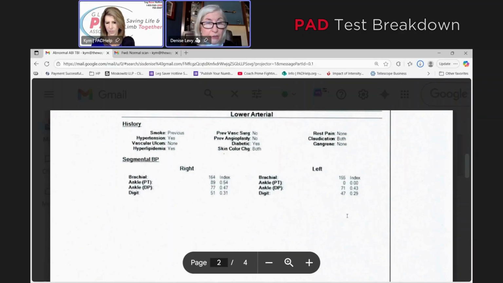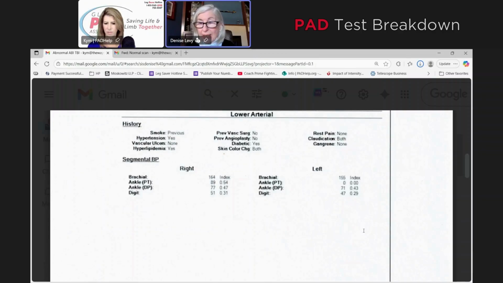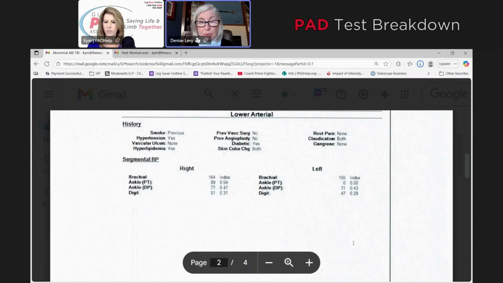Risk factors: prior smoker, hypertensive, no ulcers, hyperlipidemia, no prior surgeries, yes on diabetes, no chest pain, and has claudication, no gangrene. So this patient is moderate to severe, and the left posterior tibial at the ankle is occluded. It's chronically occluded. And in that case, I picked up the probe to make sure that it was really occluded and that I just wasn't missing it. And we always say confirmed on duplex that it's occluded.